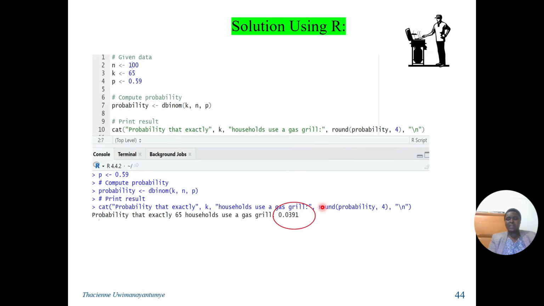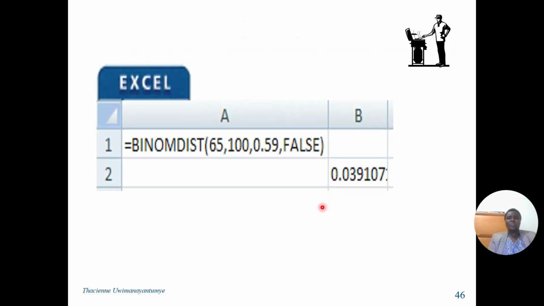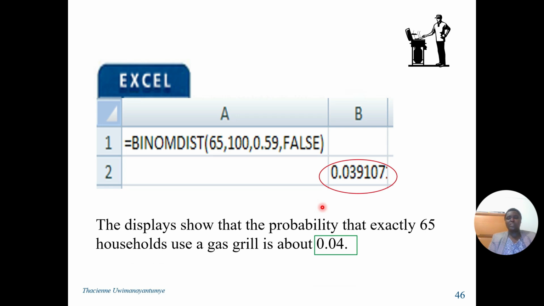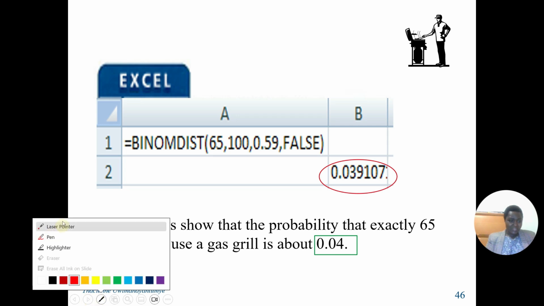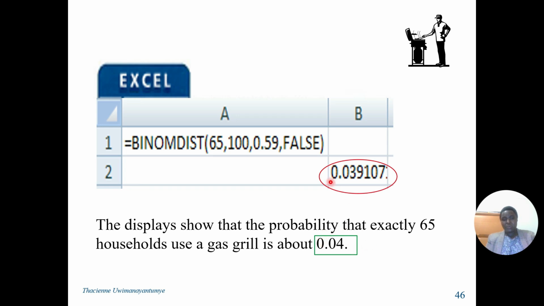So you see that all these displays, either this one in Python, or the other one in R, or this one in Excel, all of them give the value to be 0.04 when we approximate it. So you see, this is the bonus, and I hope you like it. So that's the probability of having exactly 65 households using the gas grid, which is 0.04. Is this bonus good? Those who are interested in technology, you can use Python or R or this Excel, whatever you want. So we don't need to deal with this calculation by hand. You can use whatever tool you need. But hey, I have another bonus. Guess which one?